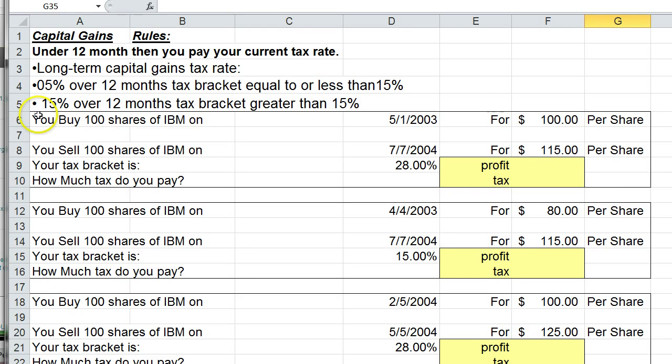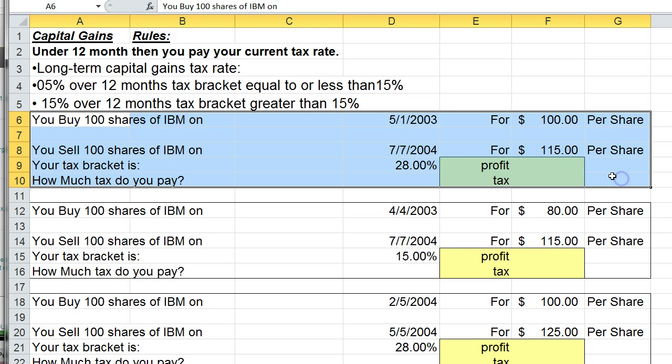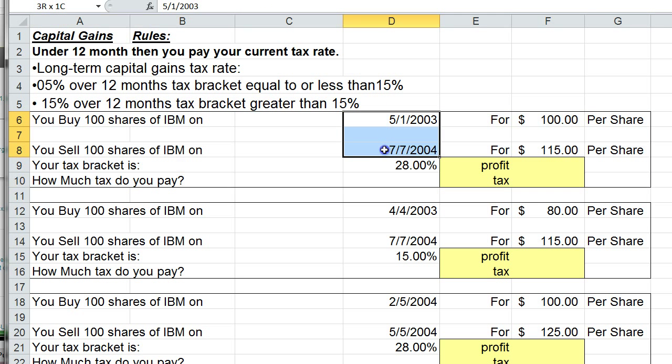So let's look at the first example. You buy 100 shares of IBM on May 1st, 2003 for $100 a share, and then you sell 100 shares of IBM on July 7th, 2004. The first question you want to ask is, have you owned the stock for a full year? Yes, you've owned the stock here for 14 months. That's greater than 12 months, so you're going to qualify for a discount.